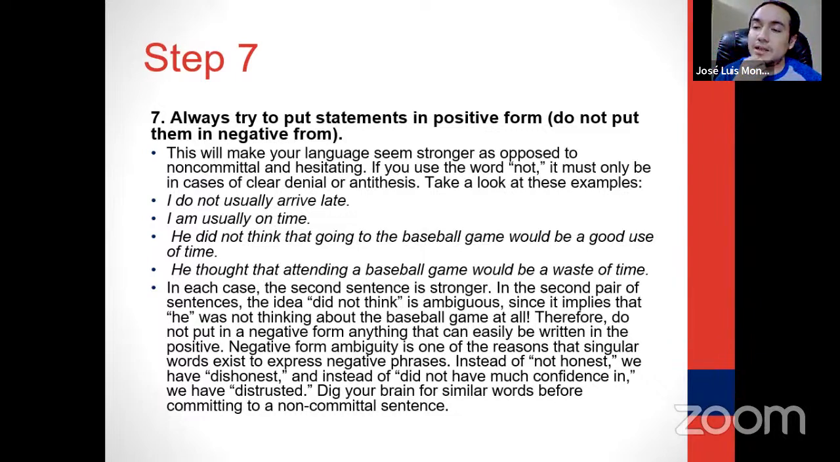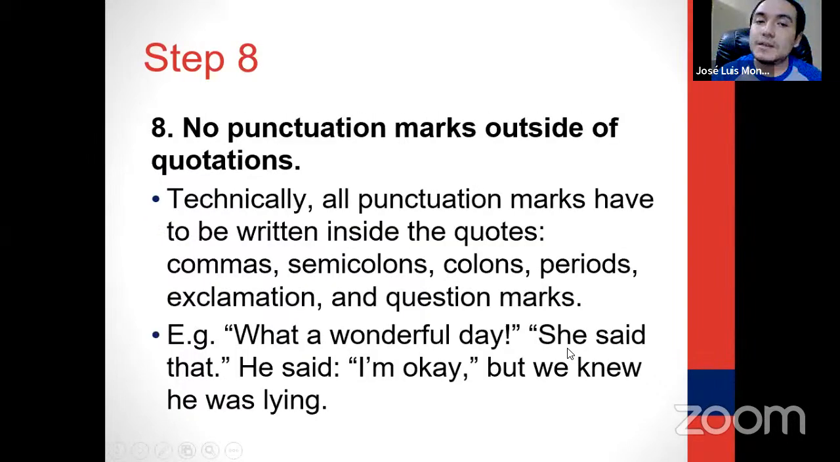Okay, so again, we can express those negative ideas by using negative words and not using a negative form of the sentence. Again, so instead of "I don't usually arrive late," we say "I'm usually on time," which is the same, but I'm avoiding unnecessary negative ideas because, again, it can create confusion and that negative idea can be understood as describing different parts of that sentence. And that's not the case, not every time.